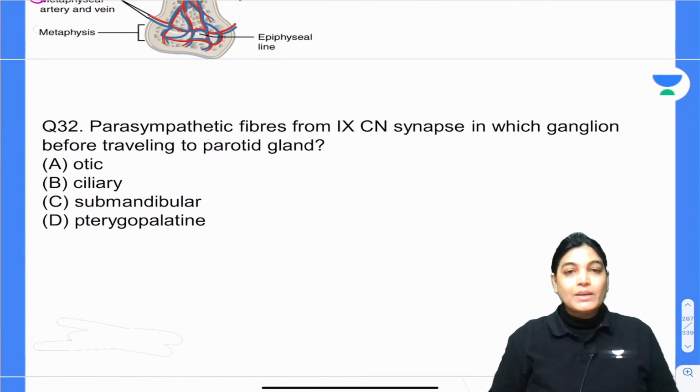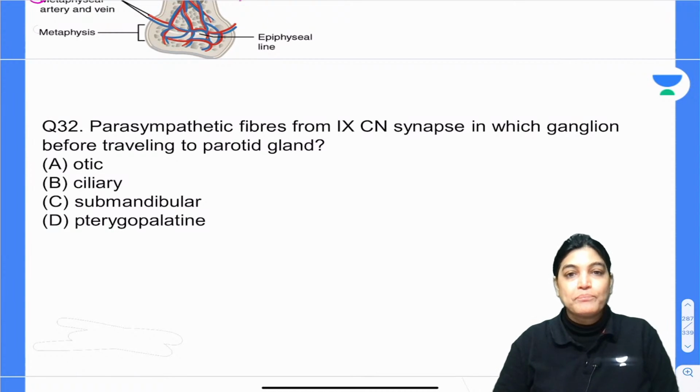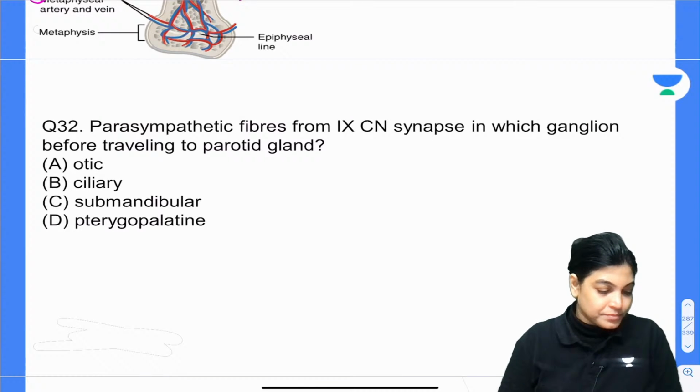Parasympathetic fibers from the ninth cranial nerve synapse in which ganglion before traveling to the parotid gland? Otic ganglion, ciliary ganglion, submandibular, pterygopalatine.